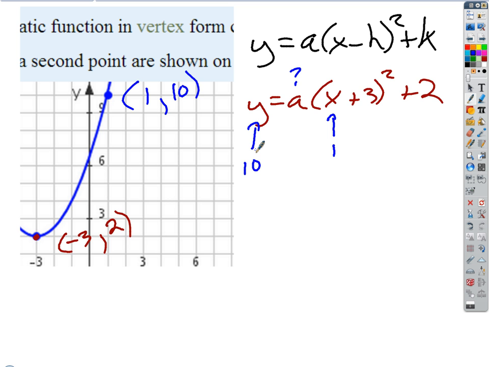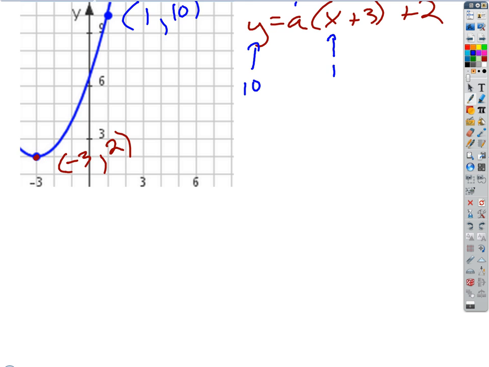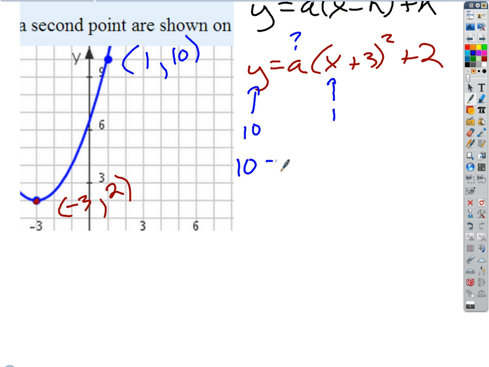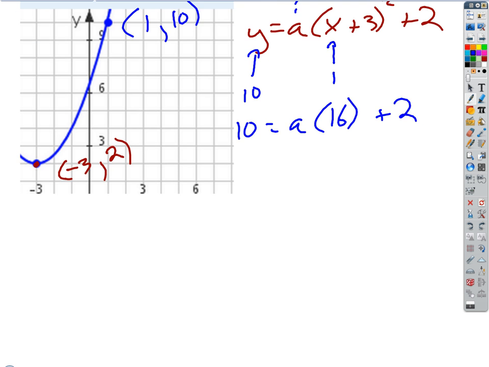Now I'm going to show you where, if you make a mistake, this is where you're likely to make the mistake. It's where I see this happening quite a bit. So we get 10 equals a times (1 plus 3), which is what? 4. Squared? 16? Everybody's okay with that? Plus 2. Can I add the 16 and the 2? No, that's what people want to do on this. They want to add the 16 and the 2, but the 16 is being multiplied by the a, and the 2 is not, right?